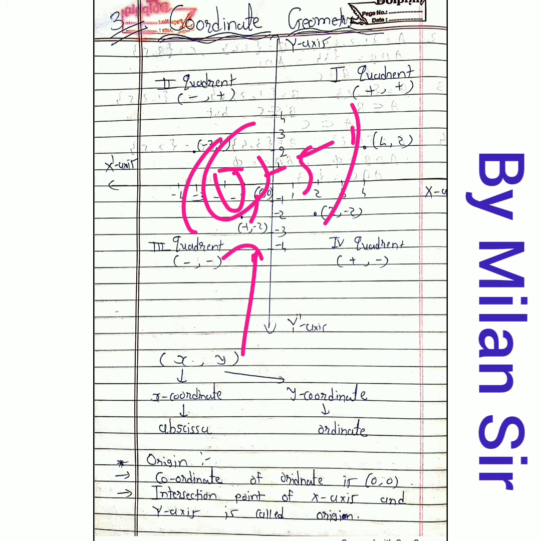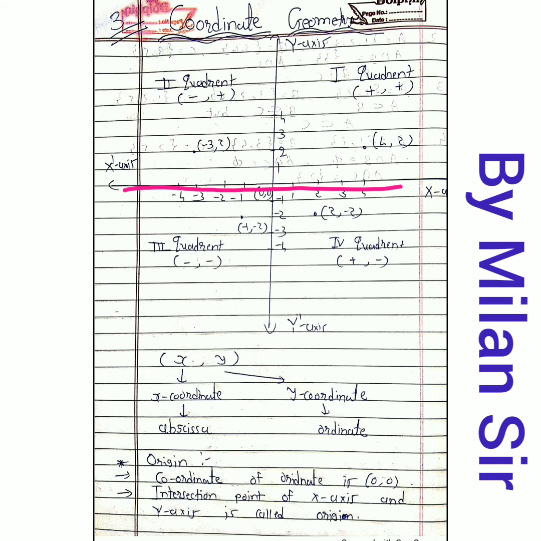Alternately, if the x coordinate is 0, then our point lies on the y-axis. If the y coordinate is 0, then our point lies on the x-axis. Now, the intersection point of these two axes, the x-axis and y-axis, is (0, 0), because the value on both axes is 0.